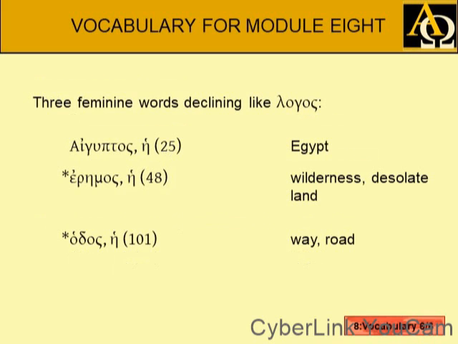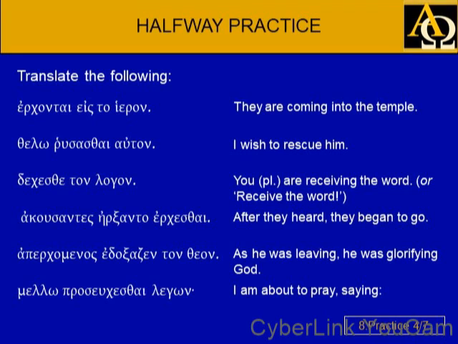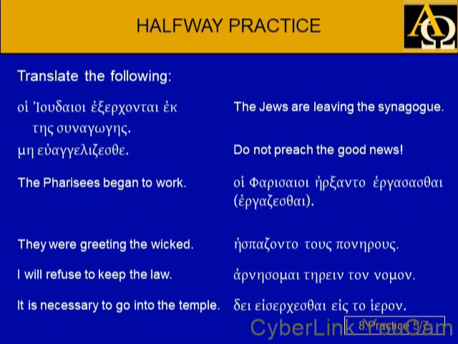Three feminine words declining like logos: Aiguptos, Egypt; Eremos, wilderness, desolate; Odos, way or road. These are the halfway practice. You can again take time to practice. It is in your book. See if you can translate this by providing the correct answer, and then come back to this presentation to see what the correct answer is.